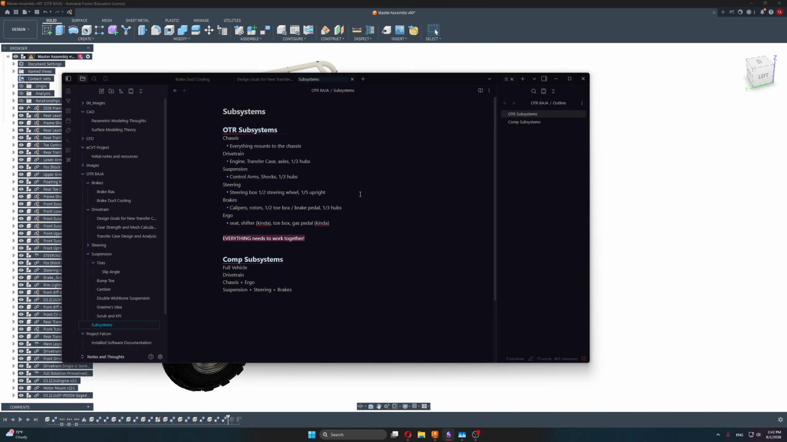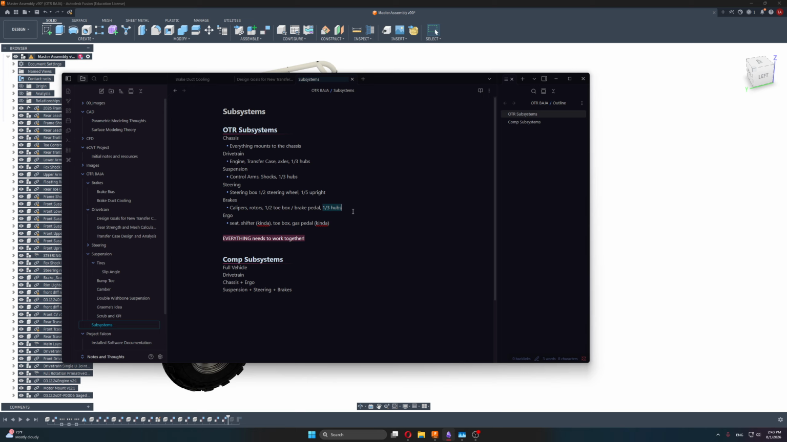Steering, of course, owns the steering box, and then, however you want to divide this up, half the steering wheel, because Ergo also deals with the steering wheel, the seat, the shifter, which interfaces with drivetrain, the toe box, which interfaces with brakes. Brakes deals with the calipers and rotors. The calipers then mount to the upright, so you need to deal with suspension in that regard. And then the rotors mount to the hubs. So, you know, you break up into subsystems.